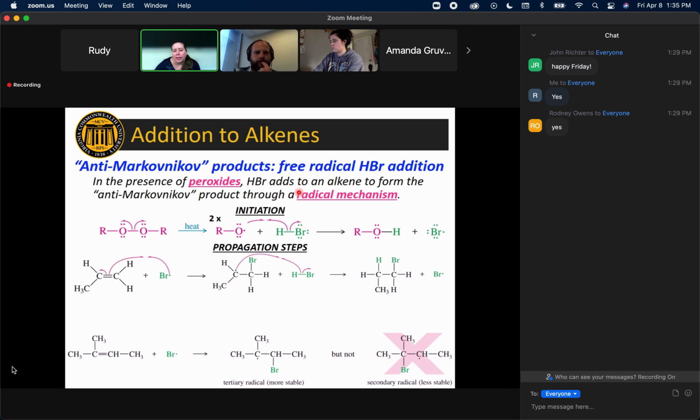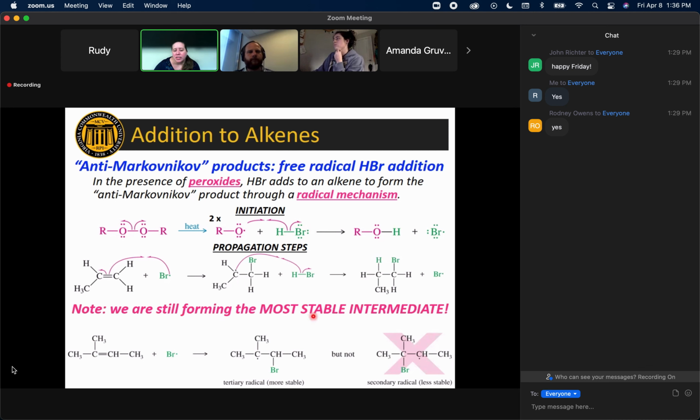In the radical pathway, the bromine is added first to give you the more stable carbon-based radical, which then goes on and attacks a new molecule of HBr in a radical fashion to get you your carbon-hydrogen bond. And you'll notice that this orientation is exactly reverse of the electrophilic addition case that we would have if we did not add the peroxides. So in both cases, we are still going through the most stable intermediate.